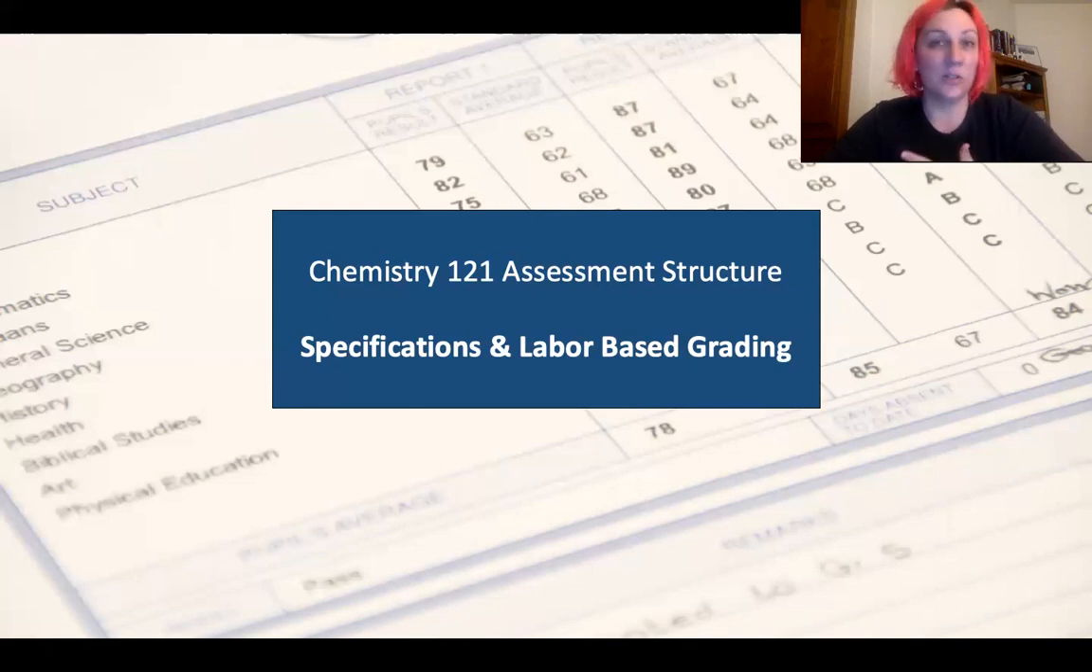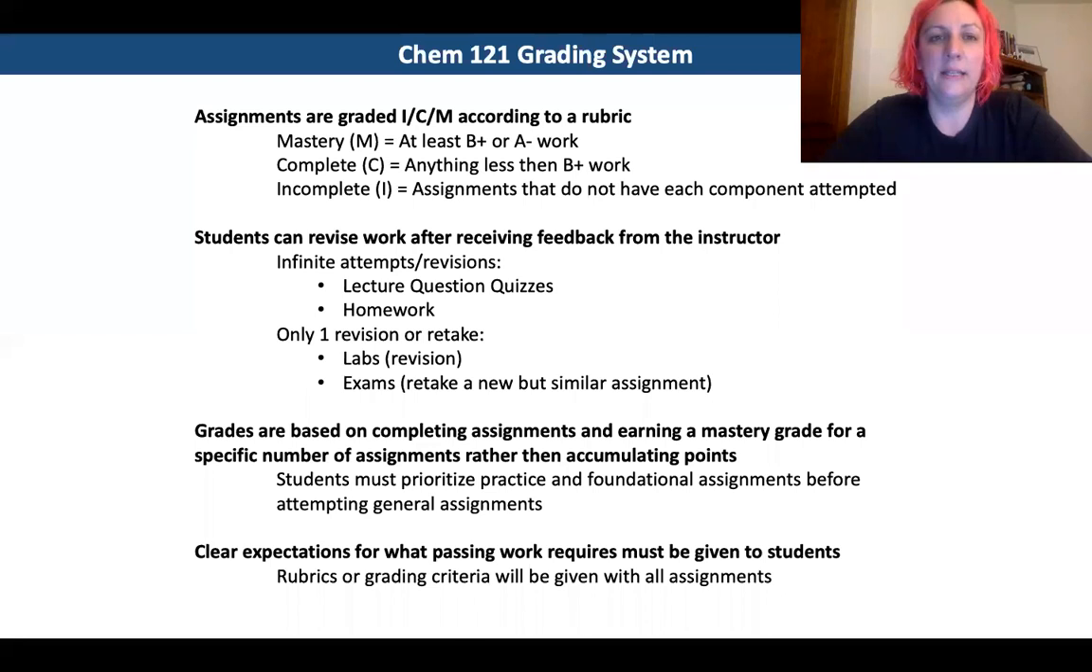Our assessment structure or grading structure is going to be a combination of a few different grading styles, one called specifications grading and the other called labor-based grading. I've kind of brought these two ideas together, and I'll tell you what they look like.